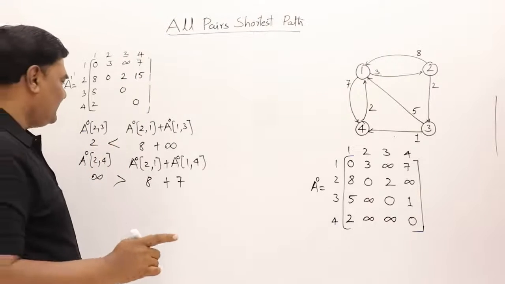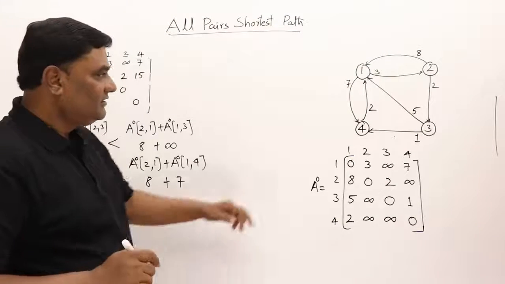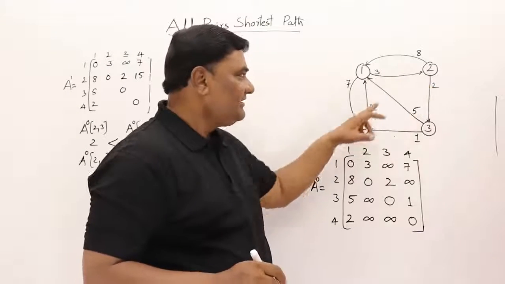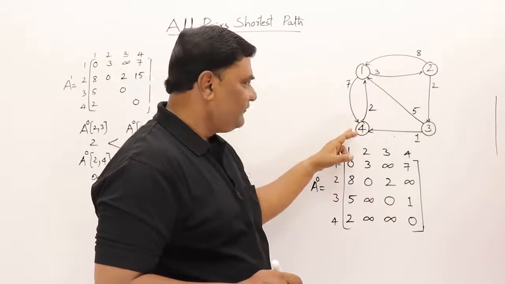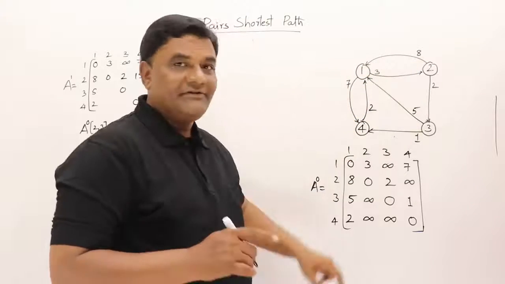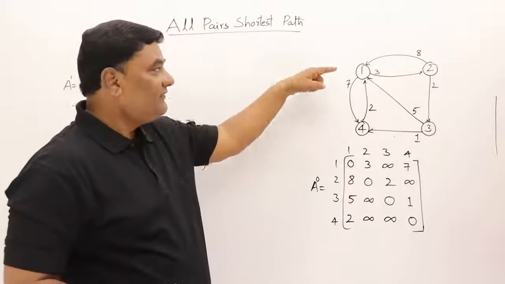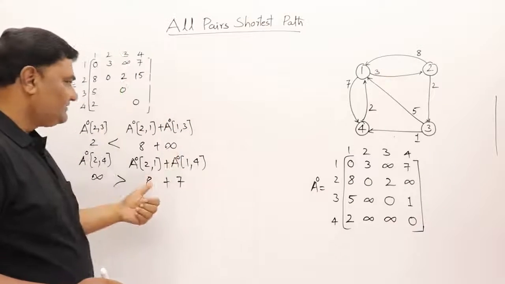So this means that from 2 to 4, there is no direct edge path. But 2 to 1, then 1 to 4. That is 8 plus 7, 15. There is a path going via vertex 1. That's what we got the answer here.